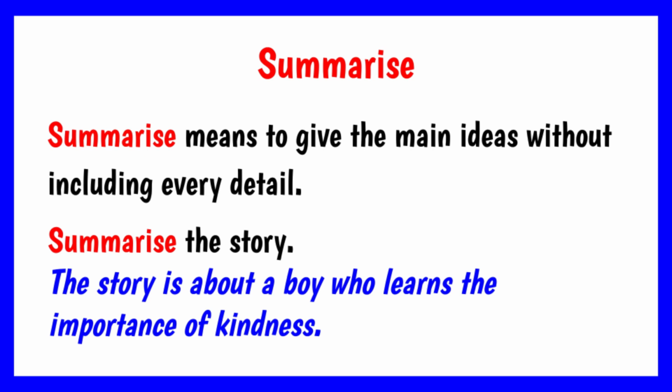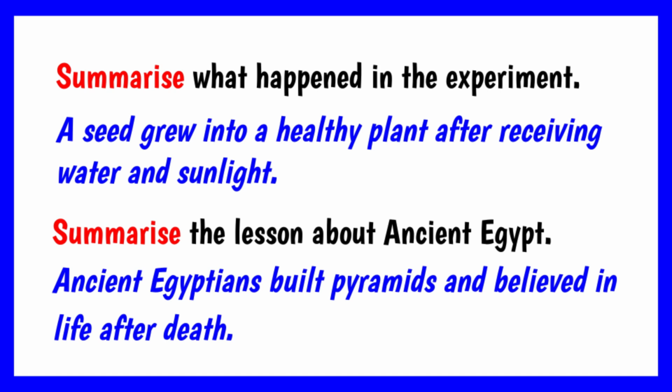Here are 2 more examples. Summarize what happened in the experiment. A good answer could be: a seed grew into a healthy plant after receiving water and sunlight. Summarize the lesson about ancient Egypt. A good answer could be: ancient Egyptians built pyramids and believed in life after death. When you summarize, you include the most important information.